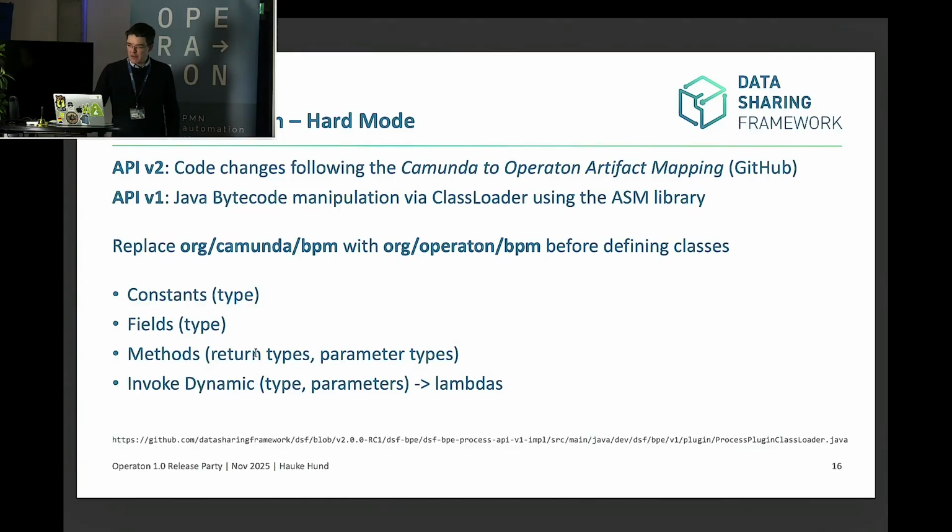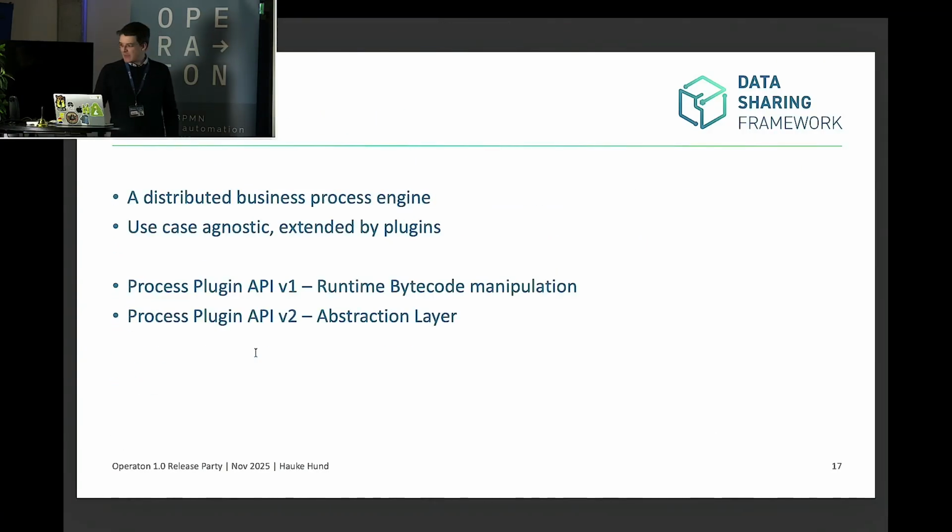But to summarize this, we have built a distributed business process engine, and our next version 2 will have Operaton in it, and then give us a few months. But after that, I'm pretty sure that we will have rolled out that version to all the university hospitals in Germany and some other organizations. And yeah, API version 1 was runtime bytecode manipulation, and version 2 was just an abstraction layer. So with that, the class loader got the last word.